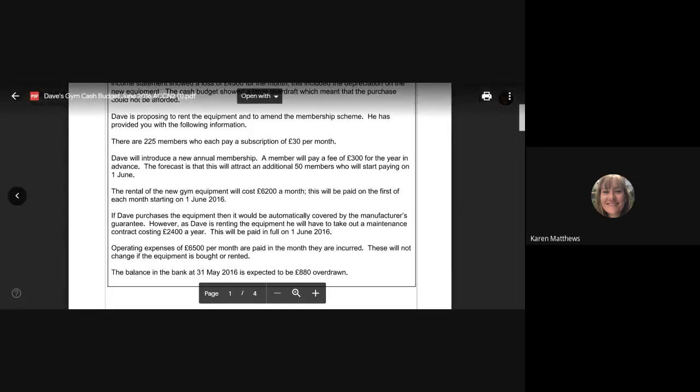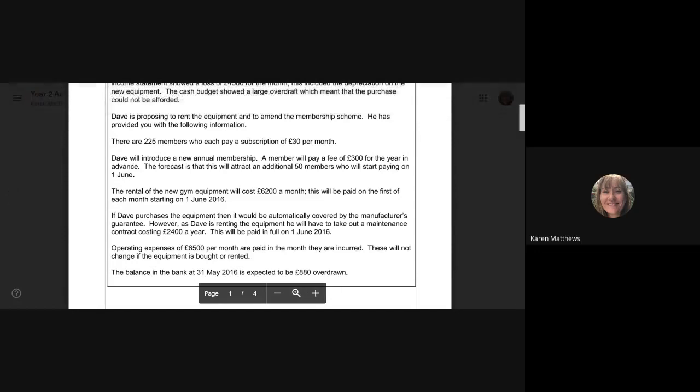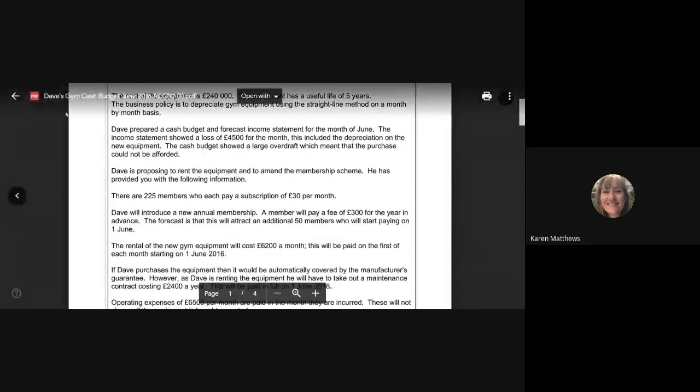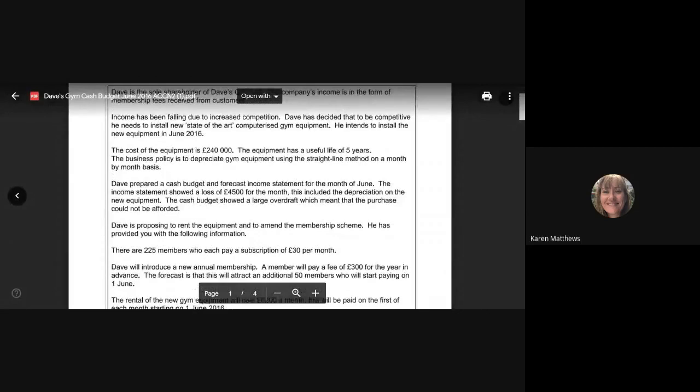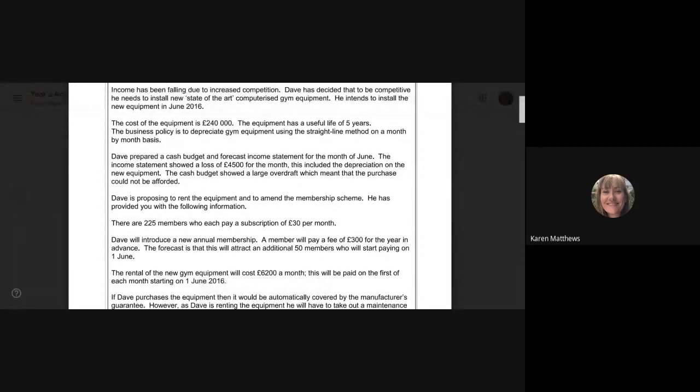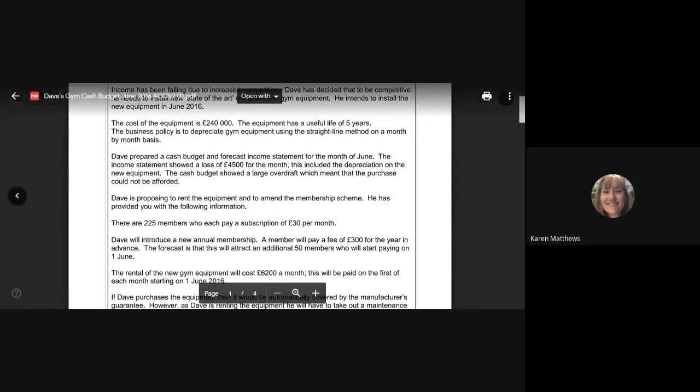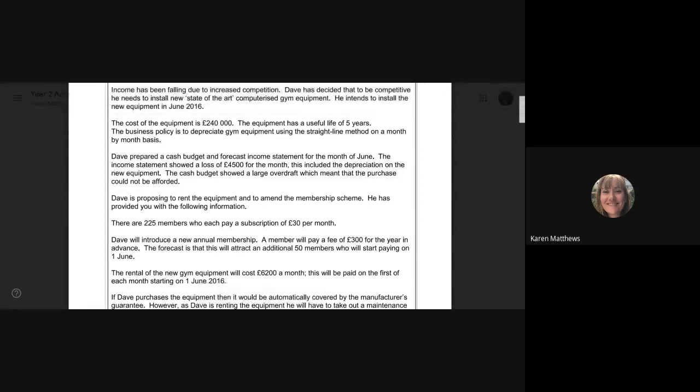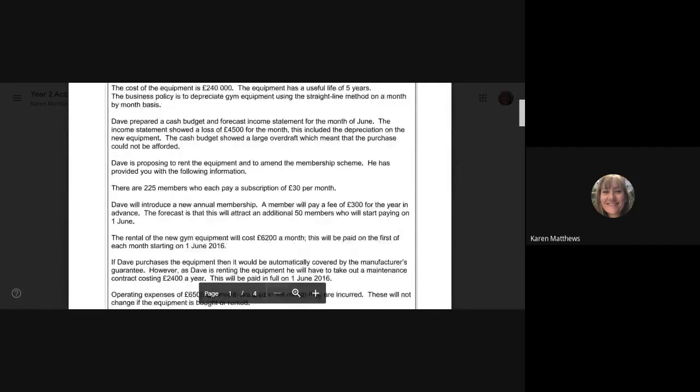Okay, so a lot of information there. We've got an overdraft at the start of the month, £880. He's going to have some extra money coming in. So he's already got customers paying him, 225 people pay him £30 every month. So he's got that coming in each month. But in June, and only in June, he's going to get an extra £300 times 50 members. So an extra £15,000 hopefully coming in just in June.